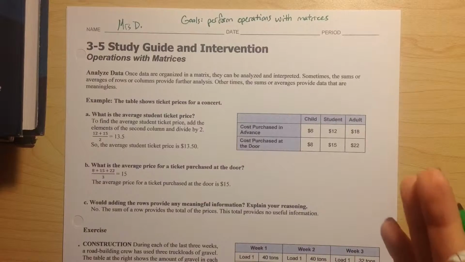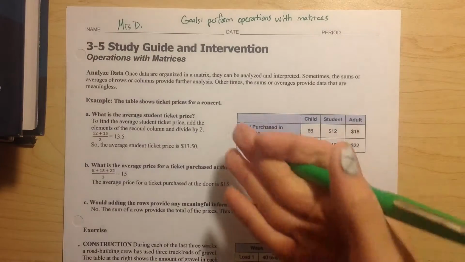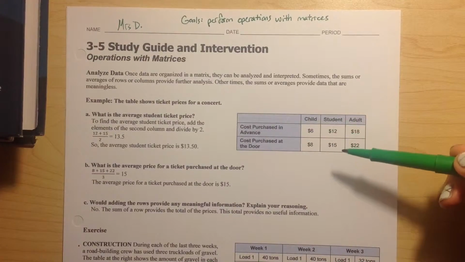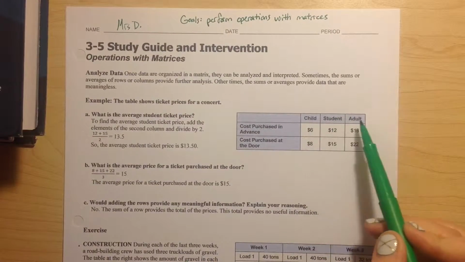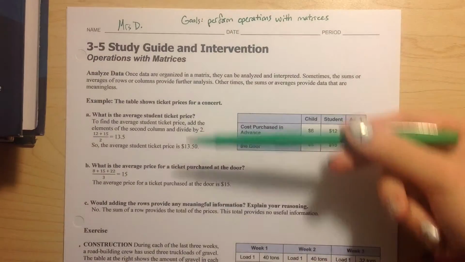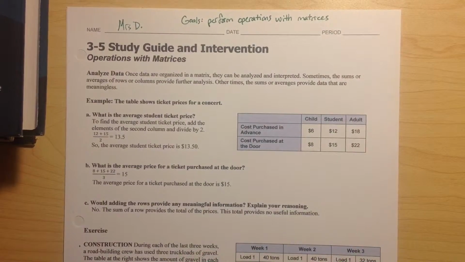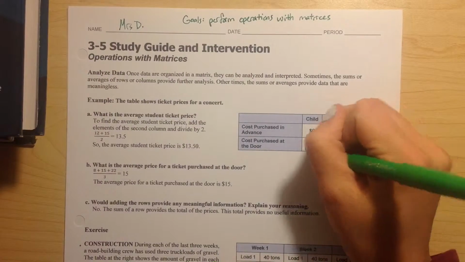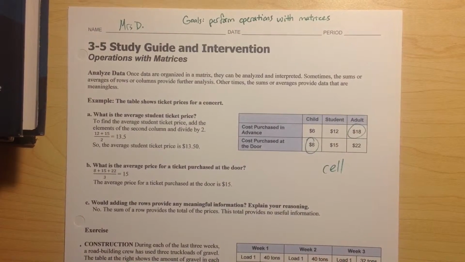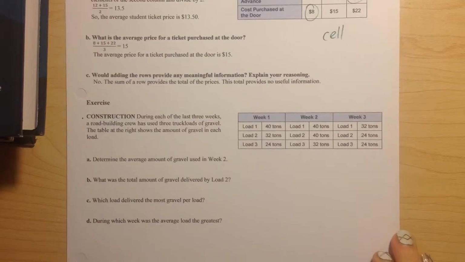So a matrix is really just a fancy name for a table of some kind. And we see a table here. It's labeled out really nice for us with children's, student, and adult prices for different times of buying a ticket, for example. So there's a good example there. It's just a good way to organize information. And for reference, each one of these little guys here is called a cell. So we have different cells of a matrix. So let's go through this exercise down here to see what we can do.